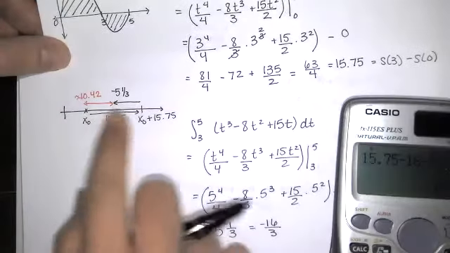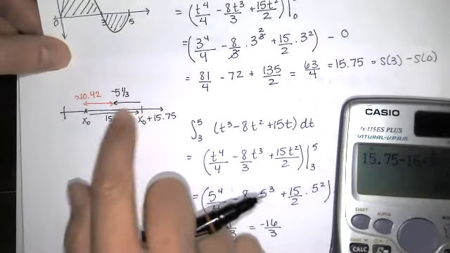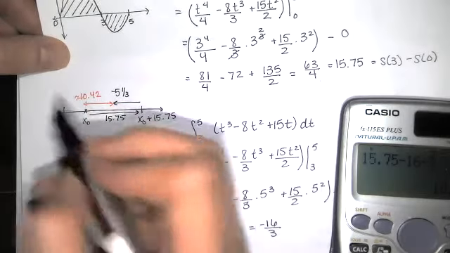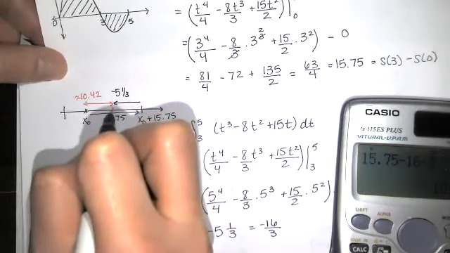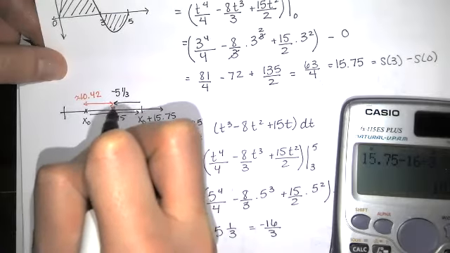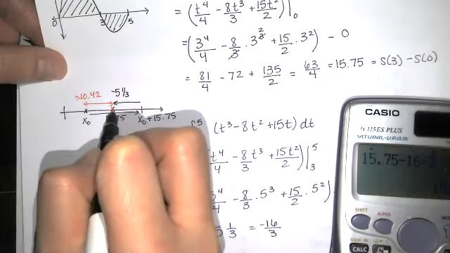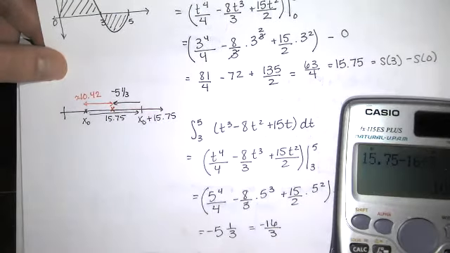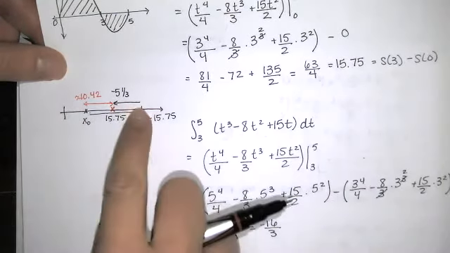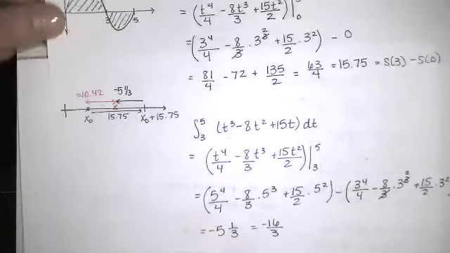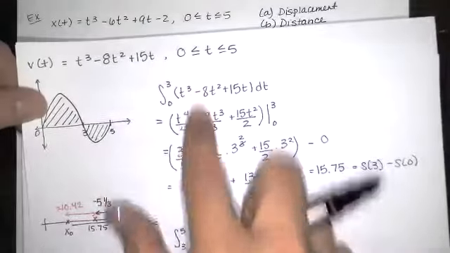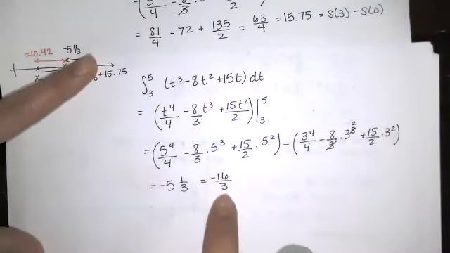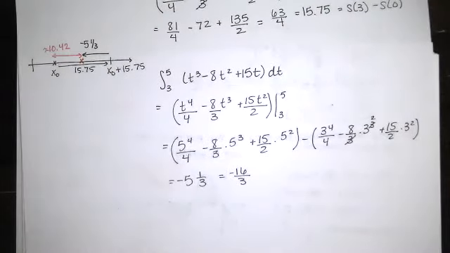So we go 15.75 units in this direction, we go back 5 1/3 units, and then our total displacement, that's the displacement as we go from here to here. The displacement is 10.42 units. Now the distance traveled is this distance plus this distance. So if you want distance, you evaluate this integral, you evaluate this integral, but every time you get a negative answer, you have to take its absolute value.